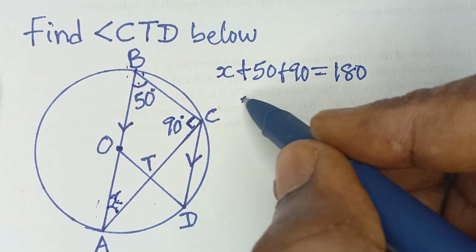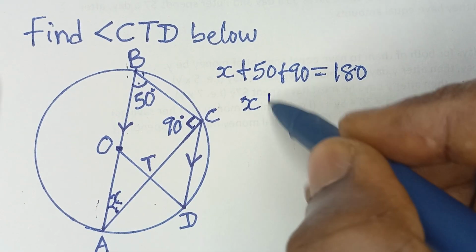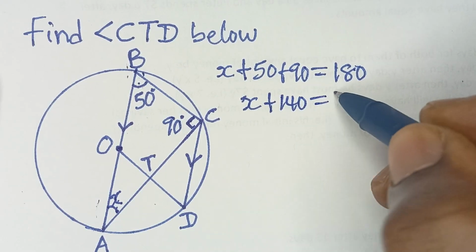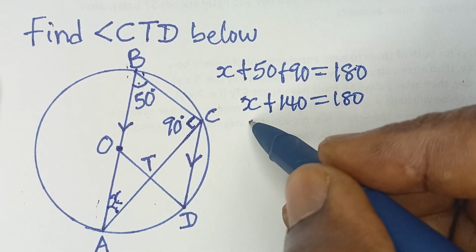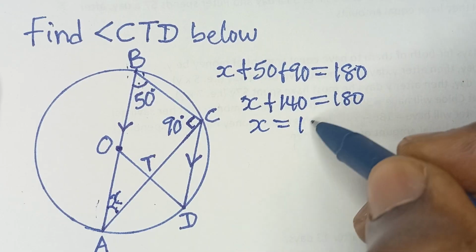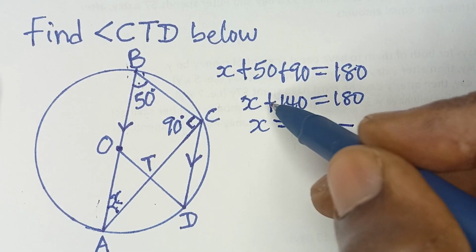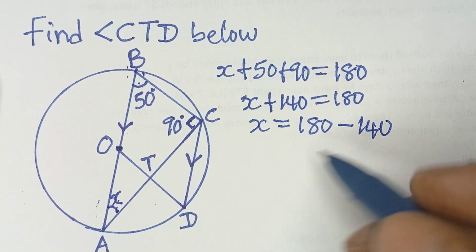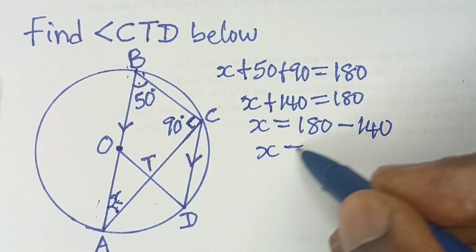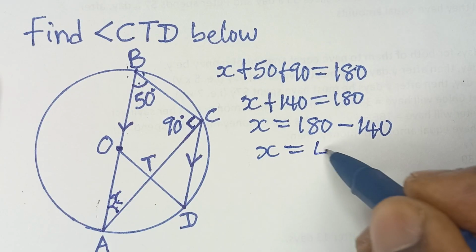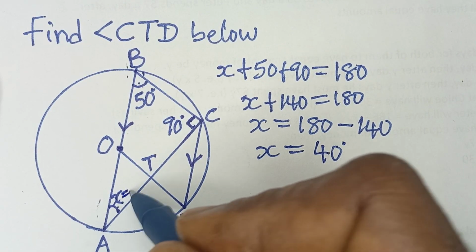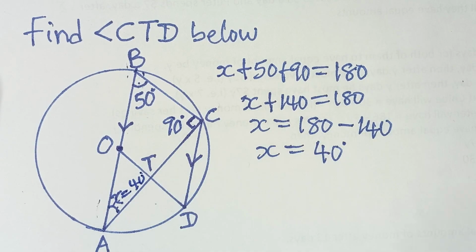So from there, I can say X plus 50 plus 90 is 140, is equal to 180. And so from there, we have X is equal to 180 minus 140, since positive 140 goes to that side and becomes negative 140. Finally, we obtain X as 180 minus 140, which is 40 degrees. So that means that this X is equal to 40. So angle X is 40 degrees.